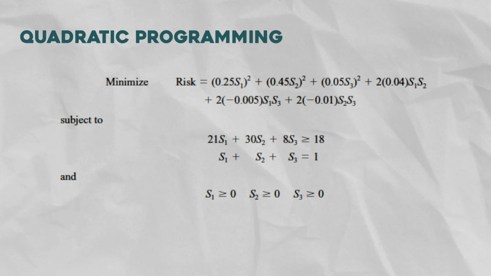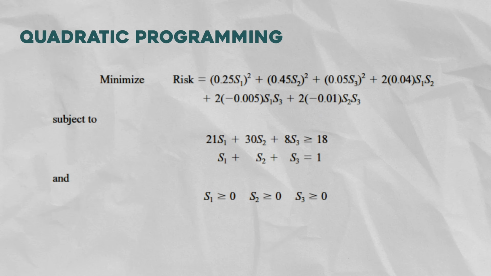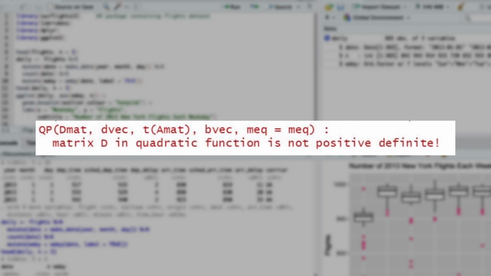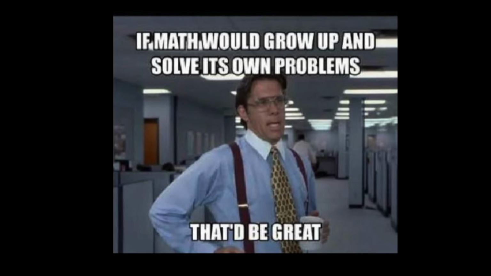A few years ago, I had to implement a quadratic programming model in my project, so I had to code up the equation and the input matrices myself. It was all fun and great until I ran into an error that reads like this. Matrix D in quadratic function is not positive definite. My linear algebra was very rusty, so I had to spend literally a whole day trying to understand this issue and fix it. I think the same goes when you do machine learning.